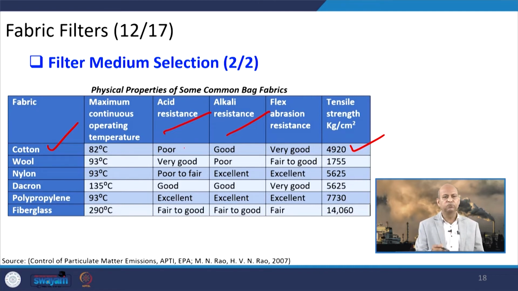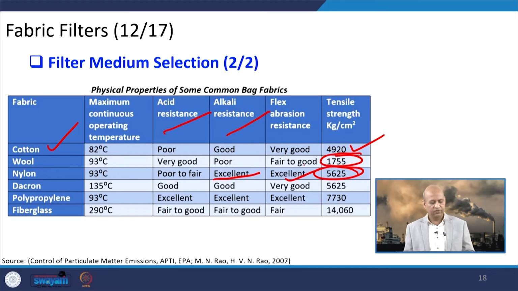Wool is good for acid resistance, and fair to good for abrasion resistance, but its tensile strength is only 1755, much less than the cotton one. Nylon has similar properties to wool when temperature is taken into consideration, but acid resistance is not so good in comparison to the wool. Alkali resistance is excellent, abrasion resistance is also very nice, and tensile strength is better than the wool, and even better than the cotton, you can say.